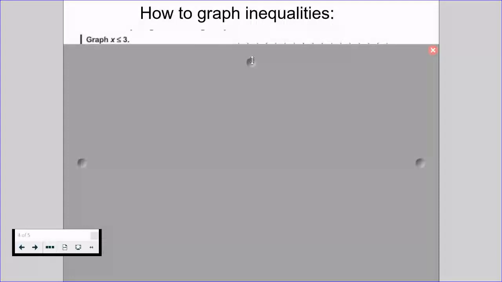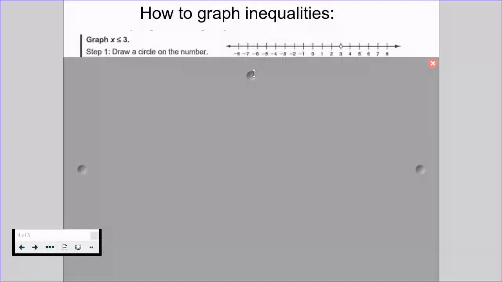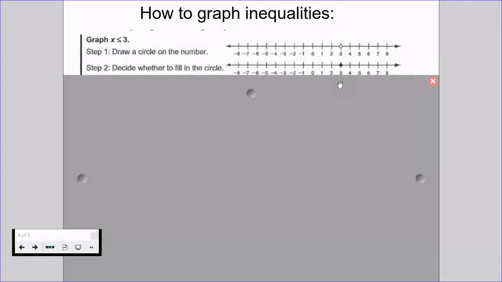We're going to have a number line, and we're going to draw a circle on that number line that's representing the solution. So if you notice, we have x is less than or equal to 3. So now we have this circle or a dot or some kind of symbol indicating that we're comparing about 3. Once you draw that circle, we need to decide whether we're filling it in or leaving it open.